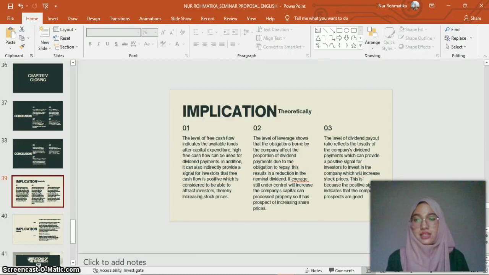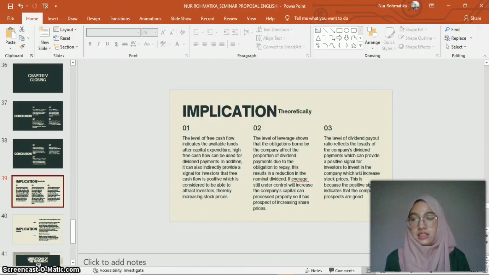And second, the level of leverage shows that the obligation borne by the company affects the proportion of dividend payment, especially when the company must pay its obligations. So this results in a reduction in the nominal dividend. If leverage is under control, it will increase the company capital, so it can process properly, and it has prospect in increasing the stock price.